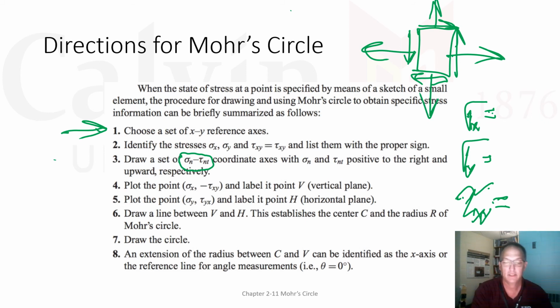And then we put the normal stress and the positive shear on the right and upward respectively. So I walk you through that. Then we're going to plot our stresses, and then we can draw a line between them, and that gives us the radius of Mohr's circle. We can draw the circle, and then we can figure all this stuff out. So really, you just got to see me do it. So let's get after it.